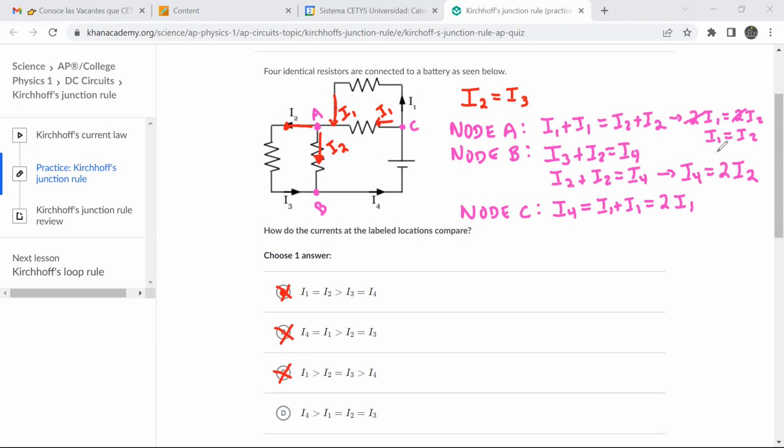Because, well, that's one thing, but the other thing is that if I1 is equal to I2 and it's equal to I3, and then you've got this expression here that says that I4 is 2 times I1, that would make it larger. So in theory, it should be D. Okay. I'm going to leave it there so you guys can write that down before I click.